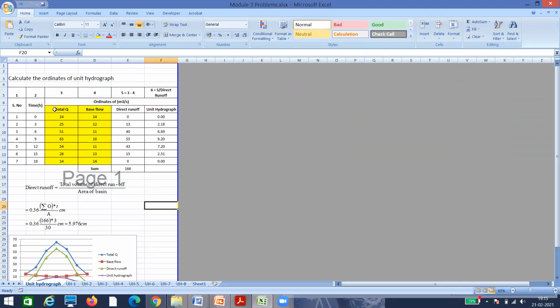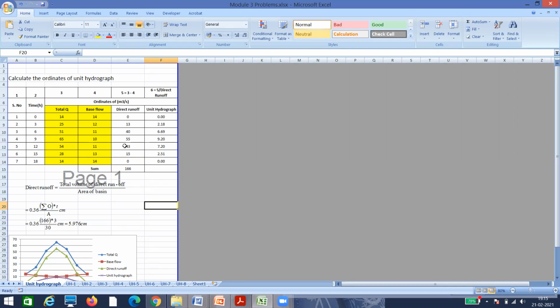Now, your total discharge is basically your stream flow, the total flow. In that, the base flow is a delayed flow after a rainfall event, whereas your direct runoff is the immediate flow which happens on the ground due to a rainfall event. So for finding the ordinates of a unit hydrograph, in this first problem, the time is given, total discharge is given, and the base flow details are given.